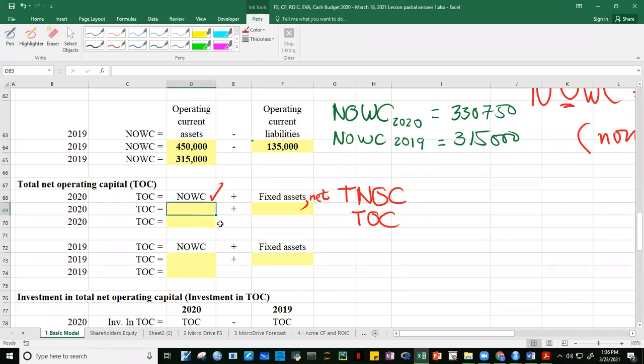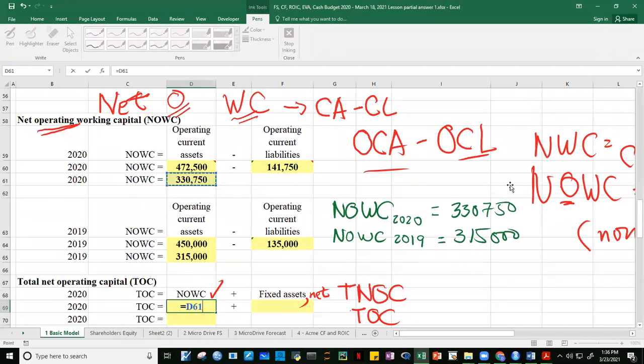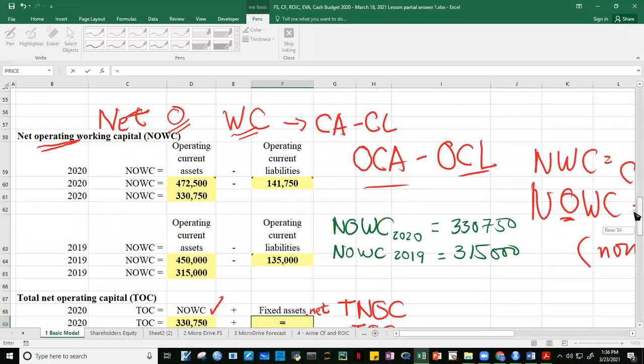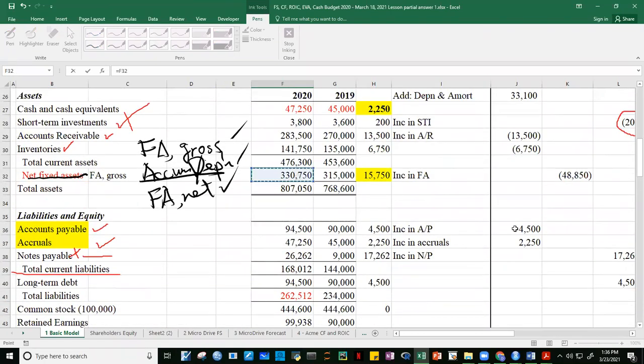So for 2020, do we know NOWC for 2020? Yes. Na-compute na natin yan. So that's your NOWC. We have that already. We were able to compute that. And then fixed assets, which should be your net. Dapat net ang ginagamit dyan. This one.